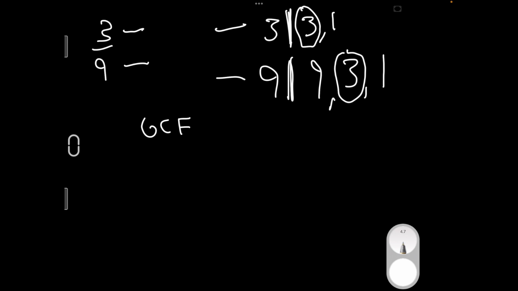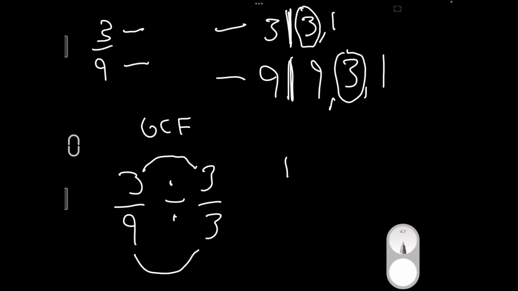So once we know that the greatest common factor is 3, now we can find the simplified fraction. So all we have to do is divide both sides, the numerator and denominator, by 3. So let's divide the numerator and the denominator by 3. So 3 divided by 3 right here, that's going to be 1. And 9 divided by 3 right here is going to be 3. So the final simplified fraction is going to be 1/3. We're going to show more examples about this because this seems a little confusing.